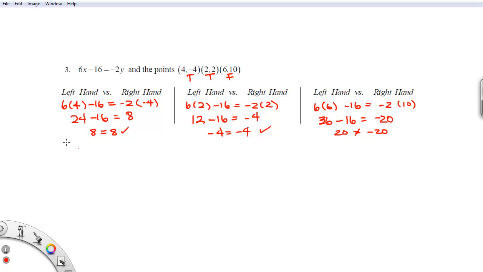Okay, so that's how you do these problems. Make sure you show me the work for every step of the simplification. Once you see your final line, you can decide if it's true or false. Remember that if it's true, these two lie on the same line. So if we were to graph this equation, 4, -4 would be on the line, 2 and 2 would be on the line.